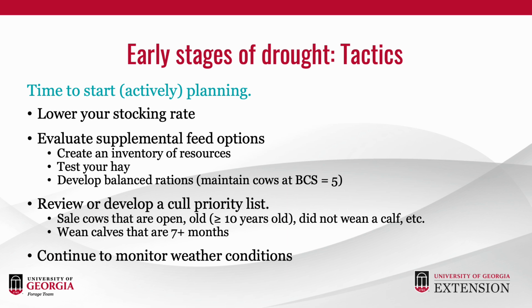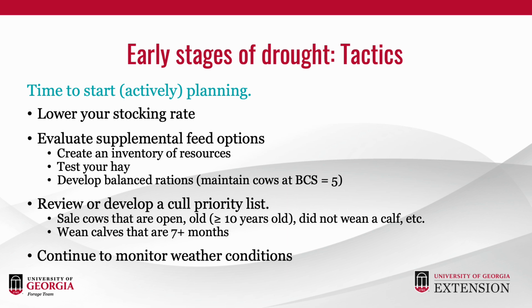We want to create an inventory for our resources. Be sure to test your forage to know what type of supplement is needed. We want to make sure that we are developing rations that are balanced to help maintain these cows at a body condition score, or BCS, of at least 5.